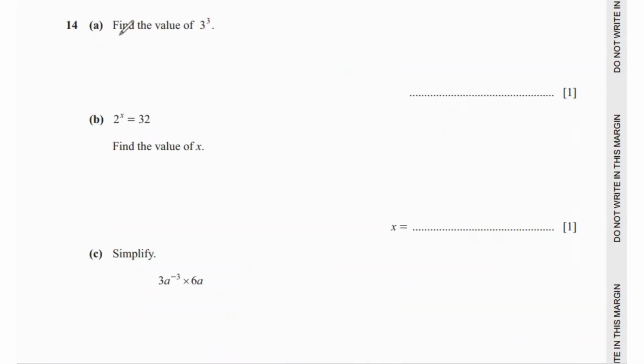Then find the value of 3 cubed. 3 cubed is basically 3 being multiplied by itself 3 times. So that's going to be 27.